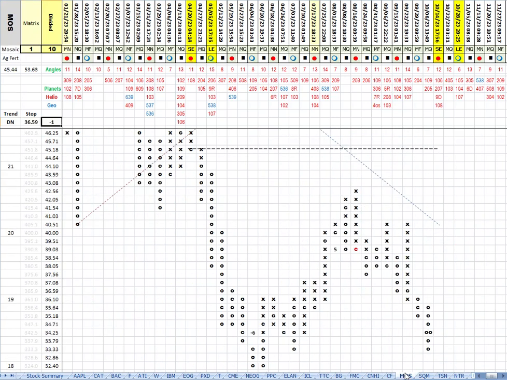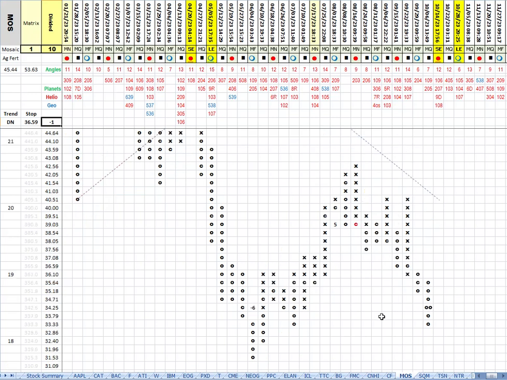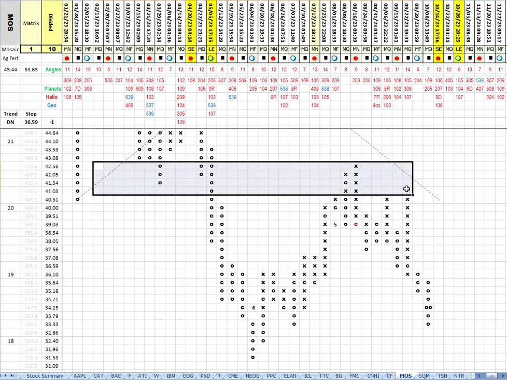So Moss, again, Mosaic, an ag fertilizer company, always hearing on the news, on CNBC and whatnot. They talk about it once in a while. So it's a player, definitely a trader. It rallied back to these old lows and just couldn't get going. Once it broke trend, it tried to rally and failed, tried to rally and failed.